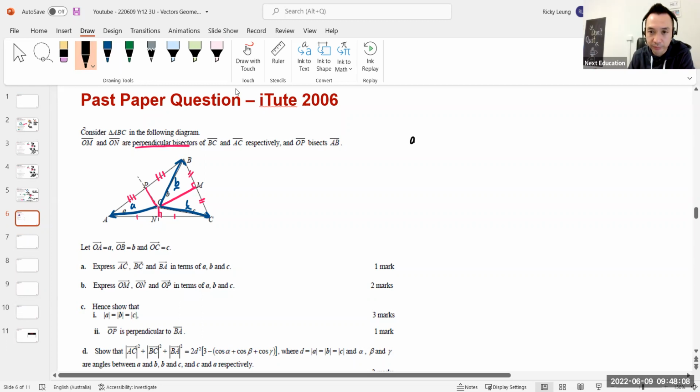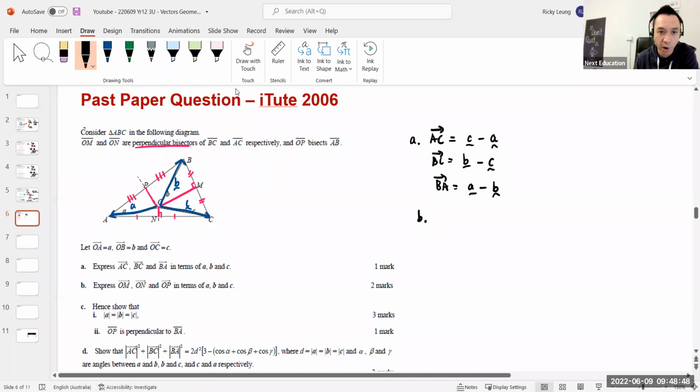So guys, for part A, very quickly, AC looks like it's between this one and this one, so it would be backwards of A. So it'd be C minus A. BC, which is this one, so it'll be C going backwards up here. So BC would be B minus C. And where's the last one? BA going down this way. So A is positive, B is negative. So BA equals A minus B. 1 mark. Nothing too hard about that.